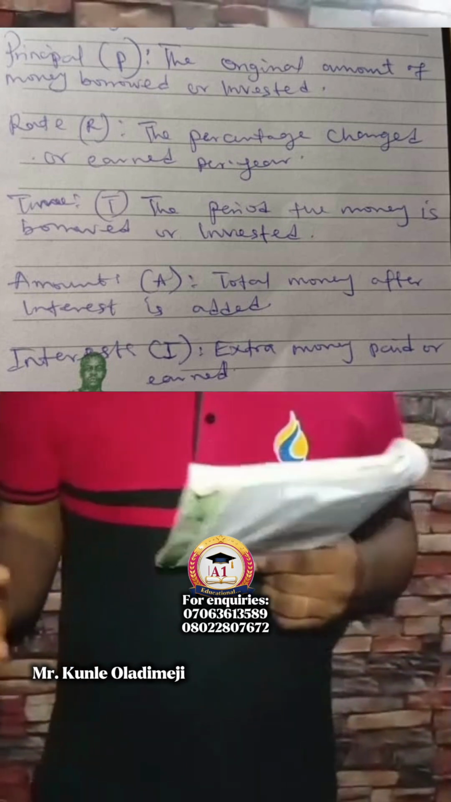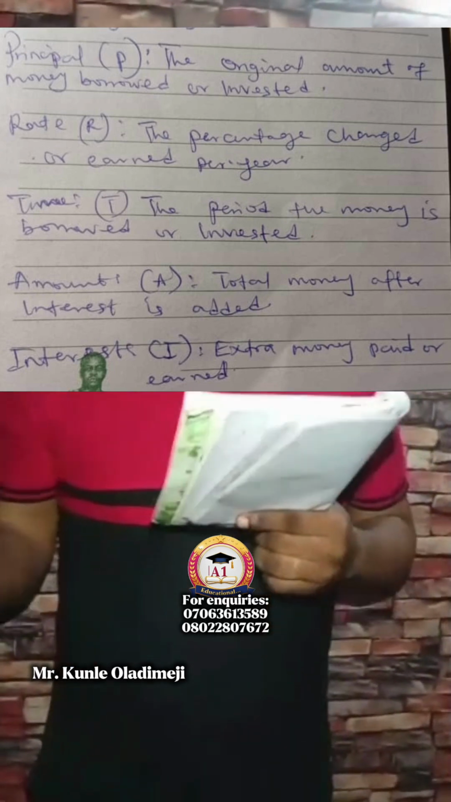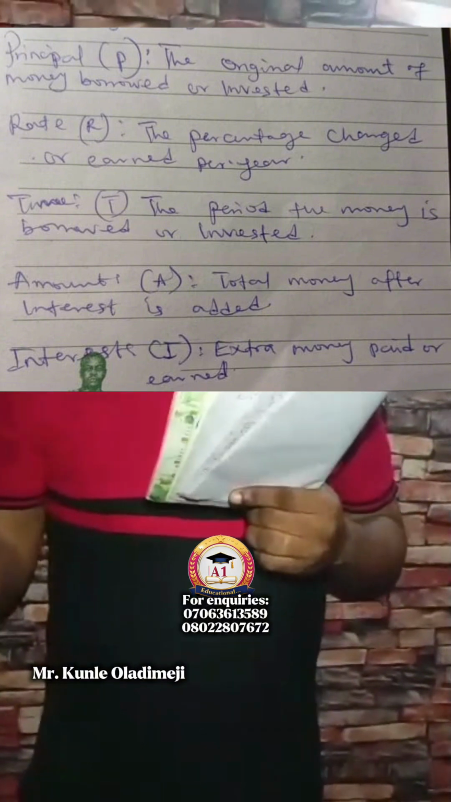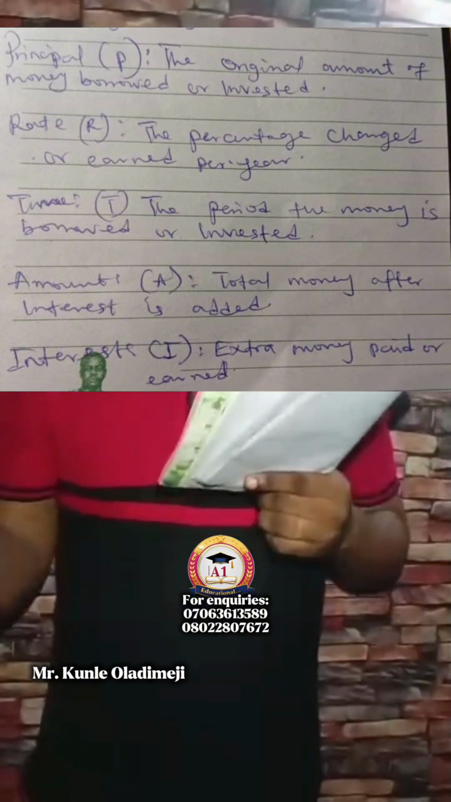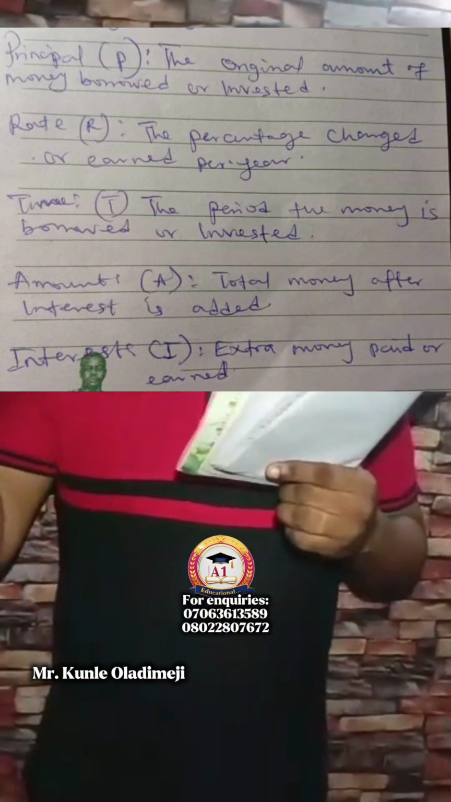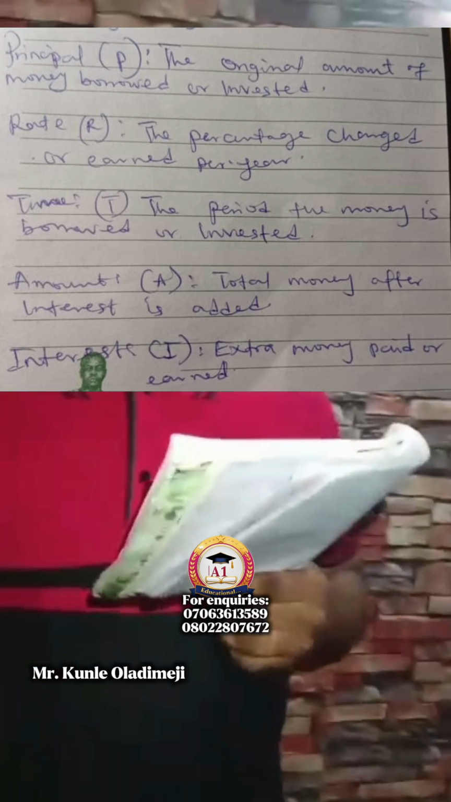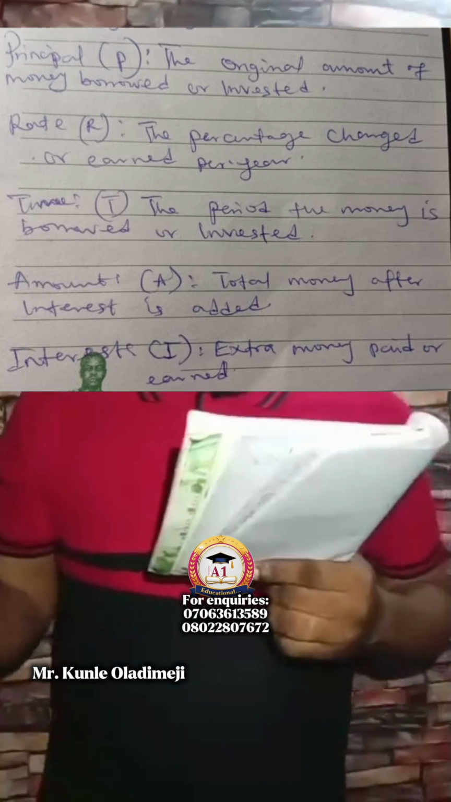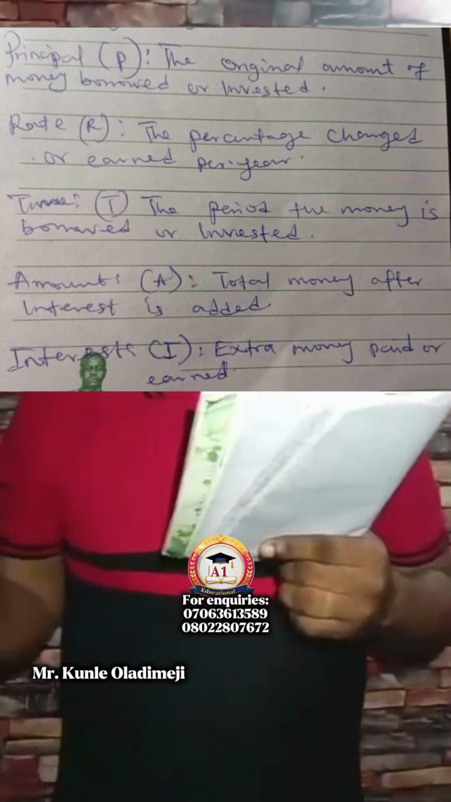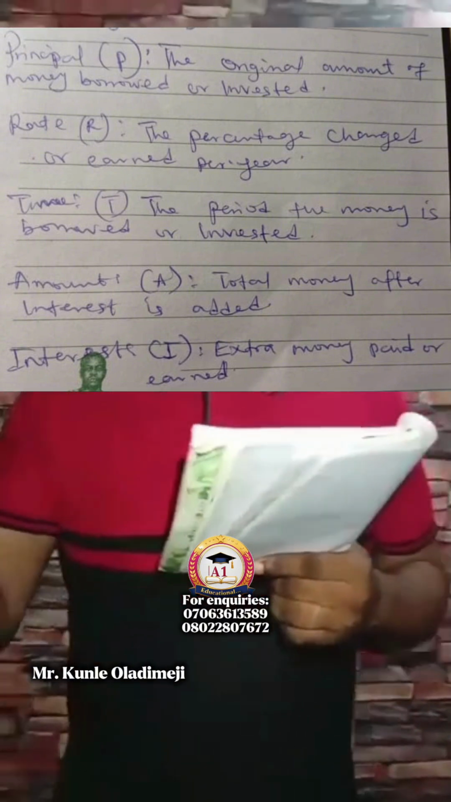When you talk about the P in the interest, it is principal. We have the T, which is the time. We have the rate, and we have the amount. So principal is the original amount of money used on the interest. I take that again. The principal is the amount of money used in the course of the business or in the course of the borrowing.